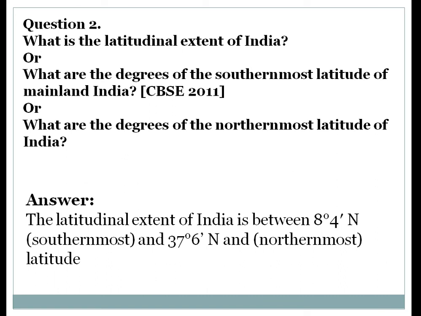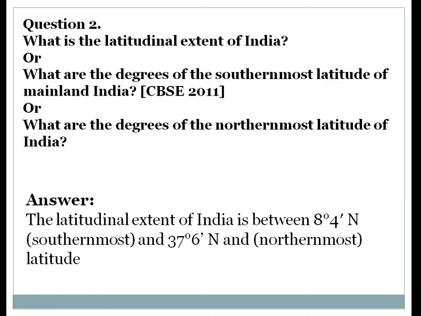So the answer is: the latitudinal extension of India is between 8 degree 4 minute north, the southernmost, and 37 degree 6 minute north, the northernmost latitude. Clear to you?